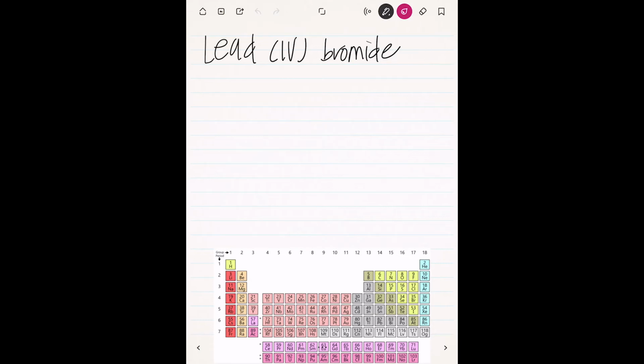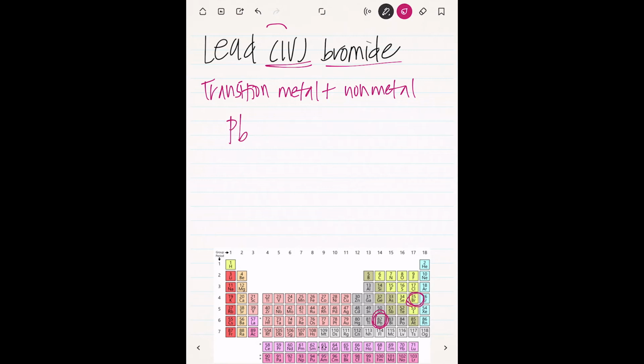Now we have lead IV bromide. When you look at lead in the periodic table, you find that it's right here. And every time there is a Roman numeral, this pertains to the charge for a transition metal. So we have here a transition metal and bromide, which is a non-metal. We have Pb with a charge of 4 plus from the Roman numeral, and bromine has a negative charge. So in order for the charges of lead and bromine to cancel out, to balance out, you need 4 of bromine: PbBr4.